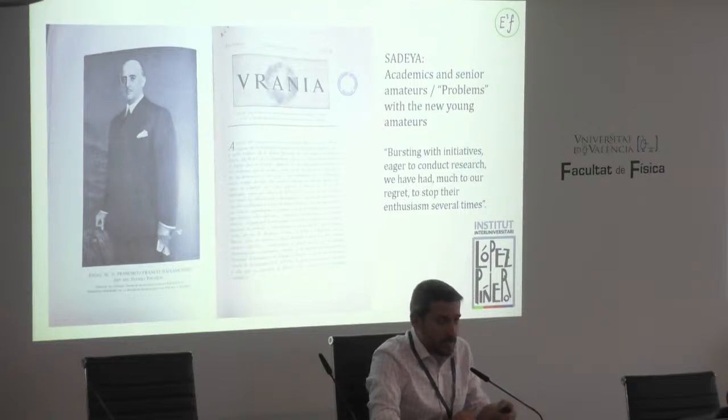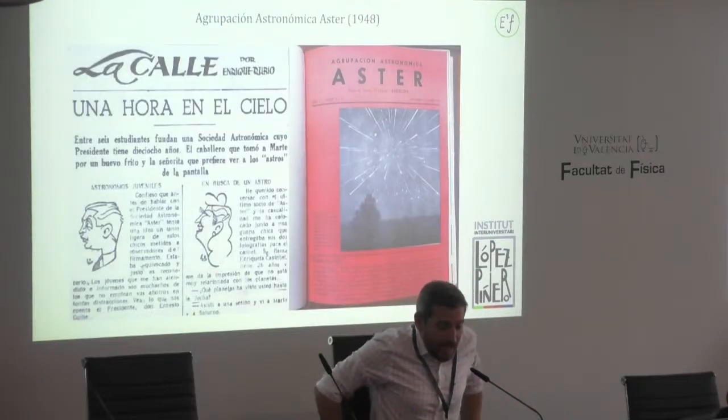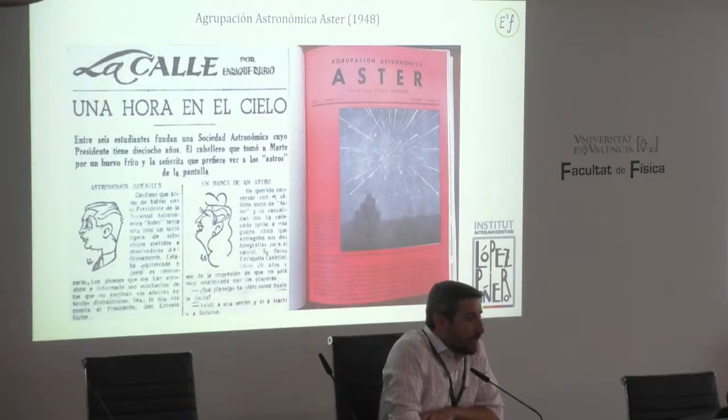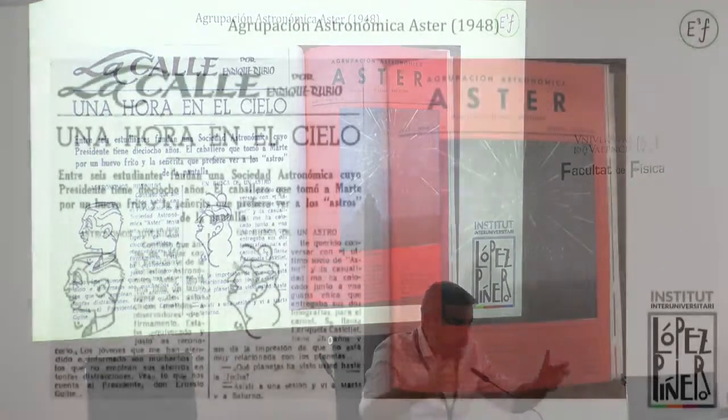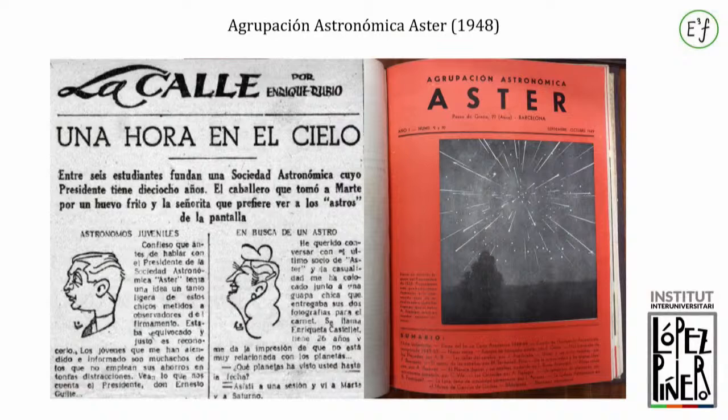And as a result, in 1948, a group of secondary school students founded a new astronomical association called ASTER. It was a search for a space for scientific sociability, where the aim was of course to get cultural and educative resources, but also to socialize in a different way, not under the supervision of the main national Catholic science that was being developed.